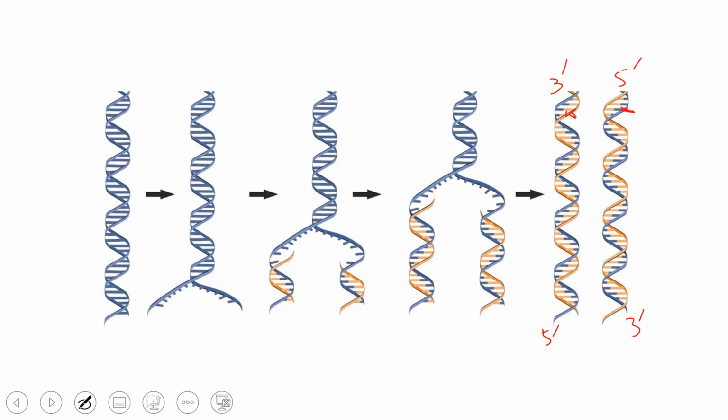Or I can say that even this new strand must be 5' to 3', right? With the same nucleotides, because the original sequence remains the same. So if this one is 5' to 3', the new golden one resembles the old blue one, which was also 5' to 3'. So what it essentially means is that both the DNAs are exactly similar.